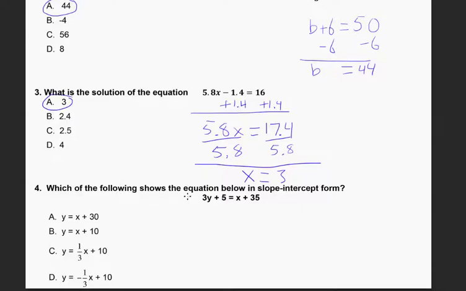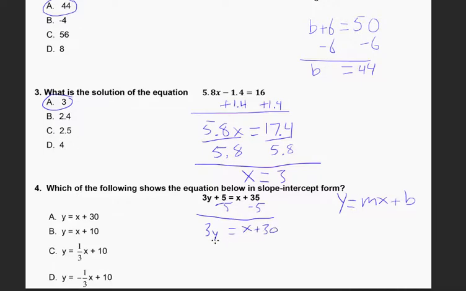Which of the following shows the equation below in slope-intercept form? Now, slope-intercept form looks like y equals mx plus b, where m is the slope and b is the y-intercept. This equation doesn't look like that, so we're going to do some operations to make it that way. First, I want y all by itself on the left side, so I'm going to get rid of these other operations. It's being multiplied by 3 and added by 5. So I'm going to subtract 5 from both sides of the equation, and I get 3y on the left side and x plus 30 on the right.